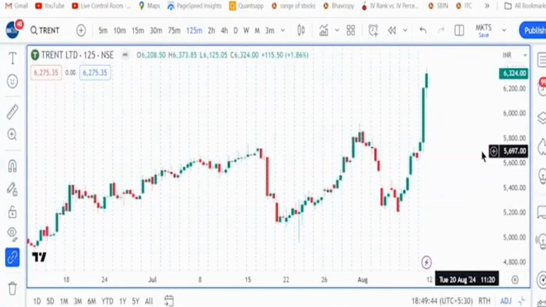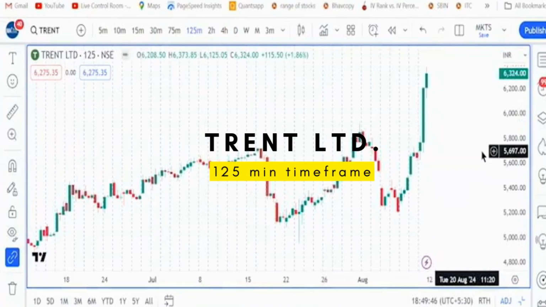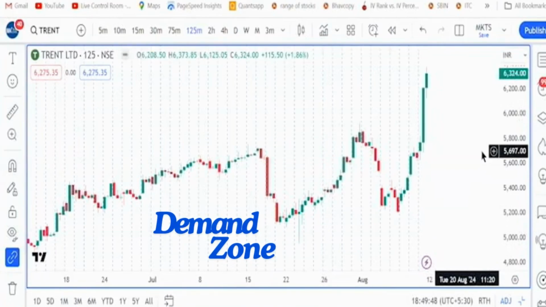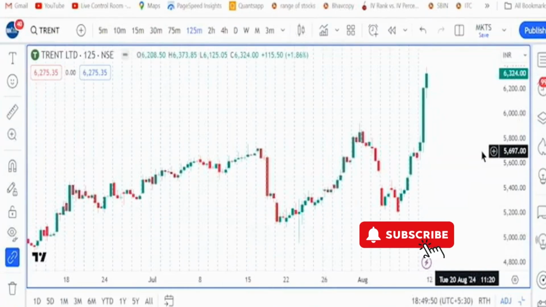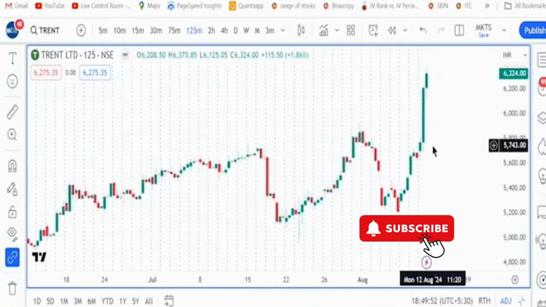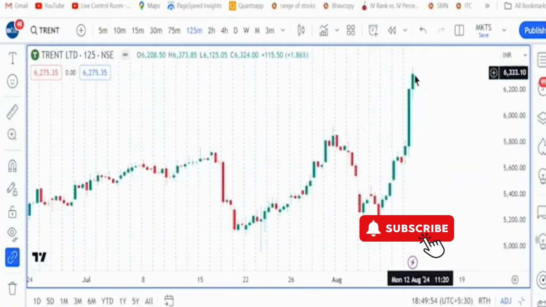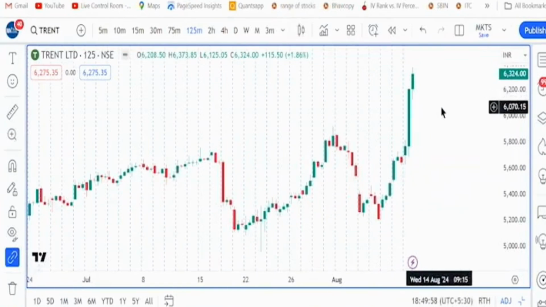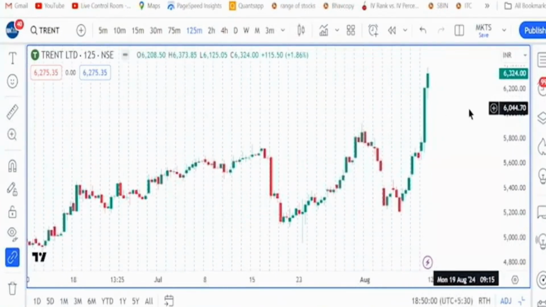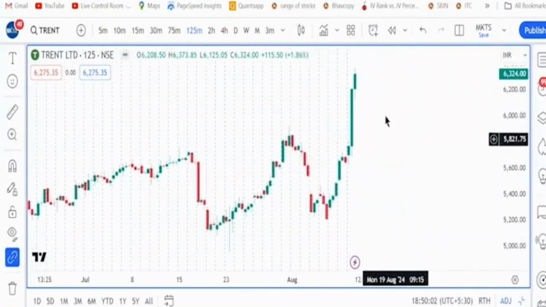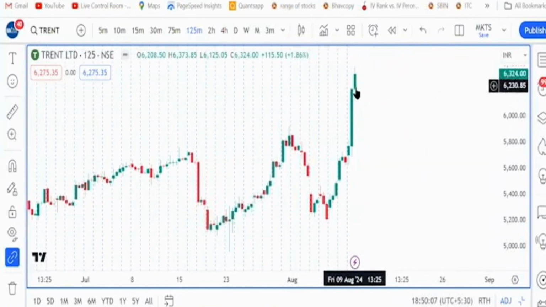So friends, the stock is Trend Limited. I'm trying to identify a demand zone on this stock. The process for identifying a demand zone: start with current price, look down and identify an explosive candle in price, an explosive move. So which is current price? This particular candle.